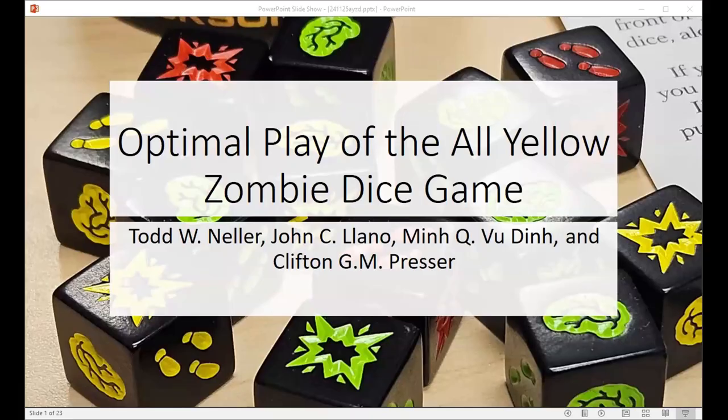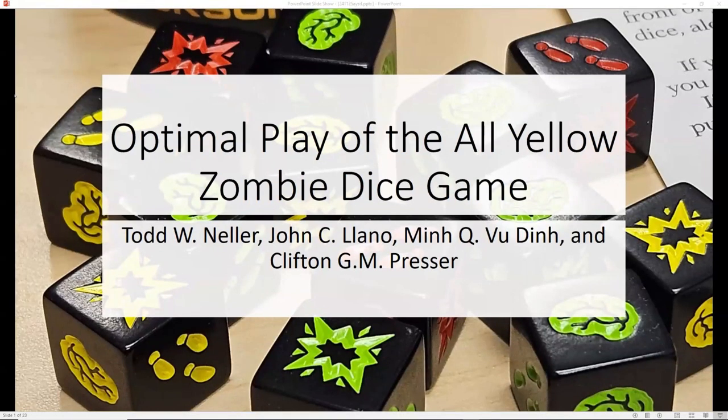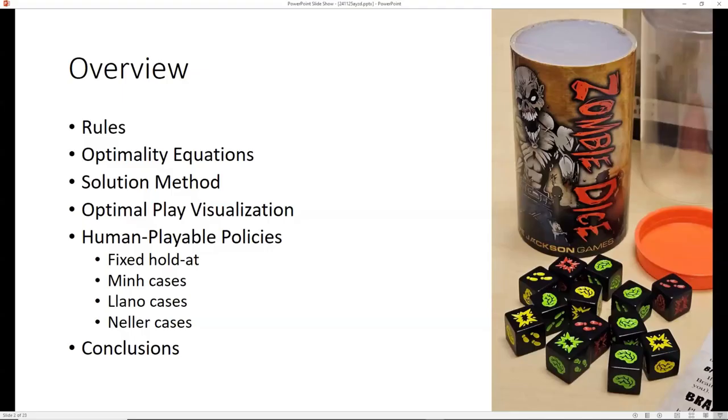Okay, our last talk of the session is about the paper by Neller, Llano, Goudet, and Prasad. And Todd Neller is going to talk to us about the Zombie Dice game in the case where I think the dice are yellow, not the zombies. So please go ahead, Todd. Thank you very much. Can you hear me? Yes. And we see your slides.